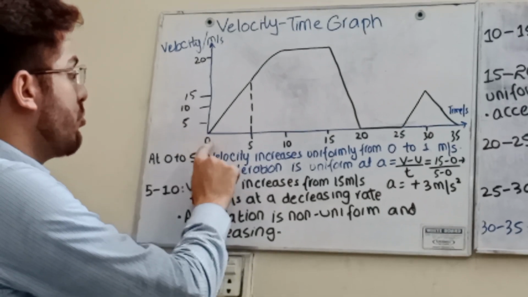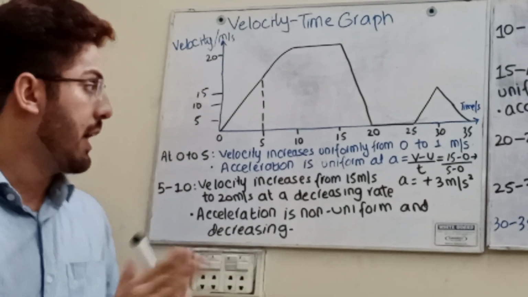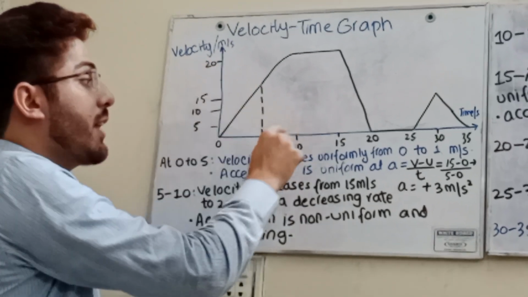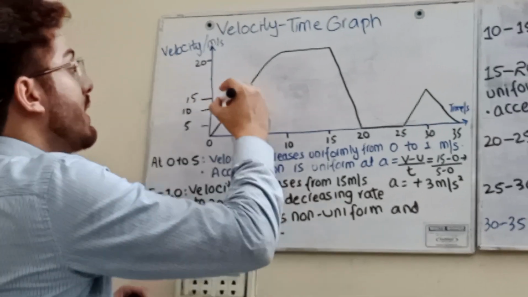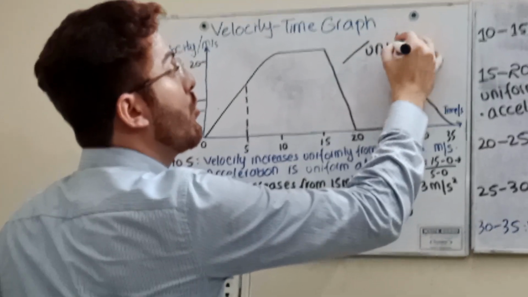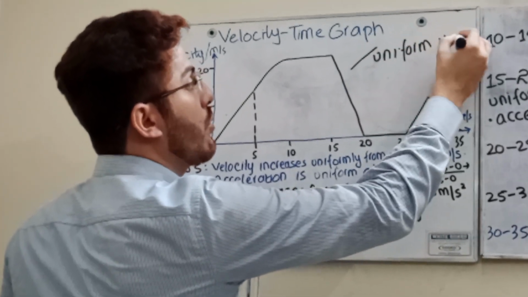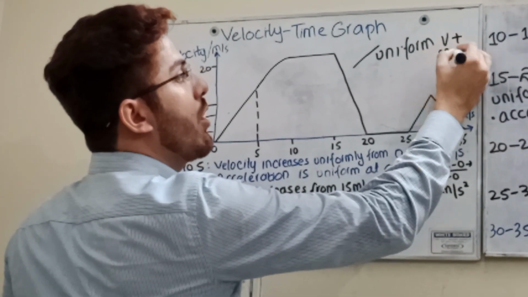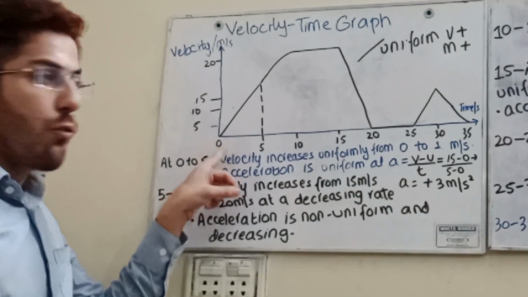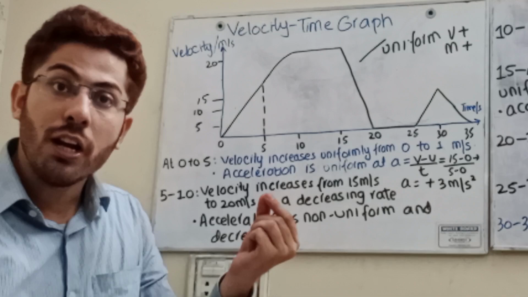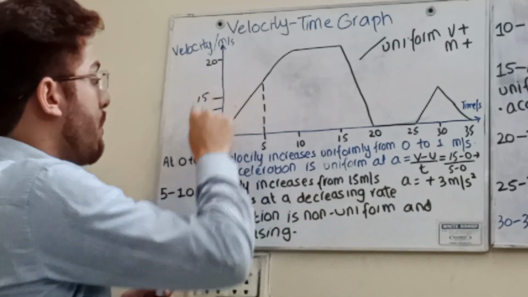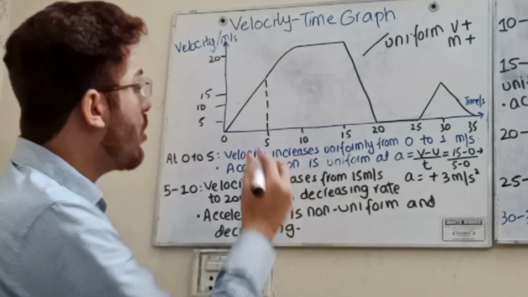First of all, from 0 to 5, what is happening? From 0 to 5, student, always remember this is a velocity time graph. It means that this stands for uniform velocity. Definitely the slope will also be positive. Now you need to find out the acceleration, because acceleration means final minus initial. Now how are you going to find it, student?